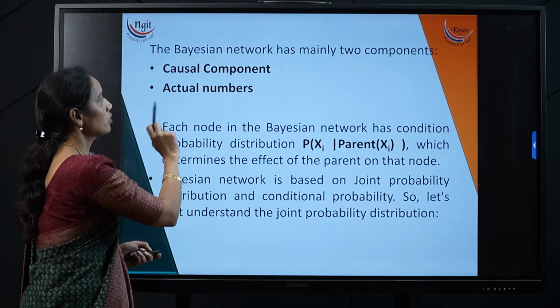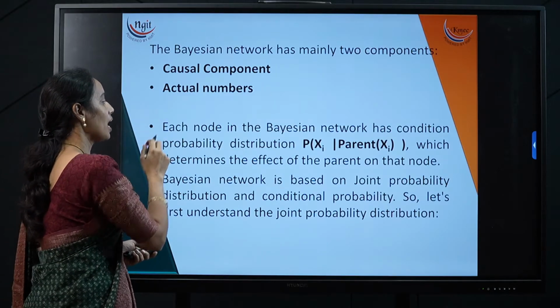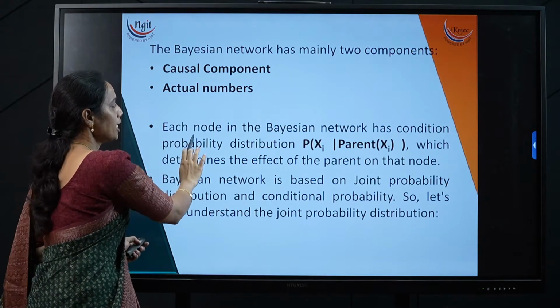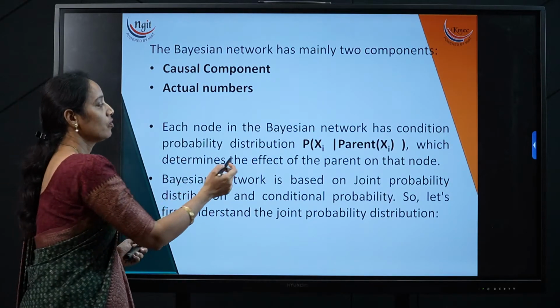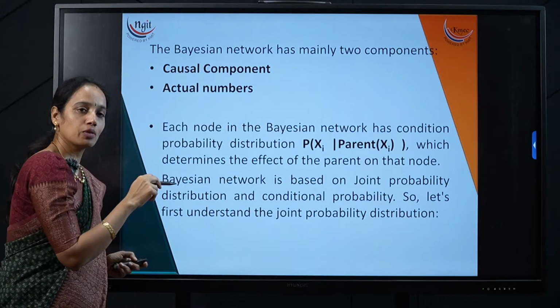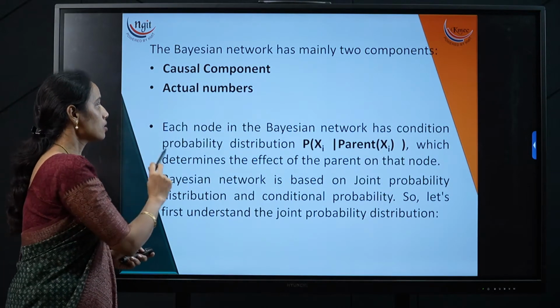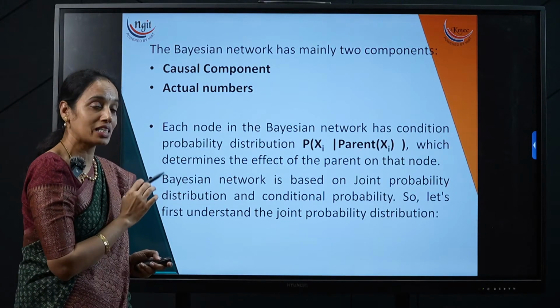I already told you this Bayesian network has two main components. One is the causal component and the other is the actual numbers. That is, each node in the Bayesian network has a conditional probability distribution, which determines the effect of the parent on that node. And this Bayesian network is based on joint probability distribution and conditional probability.